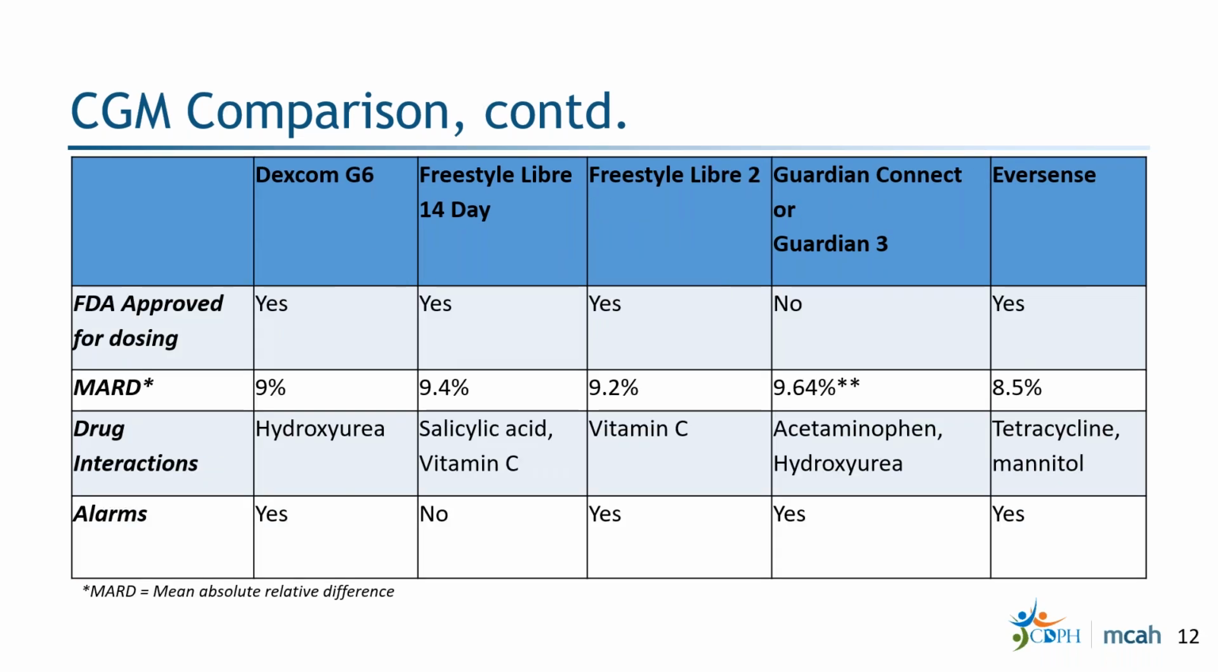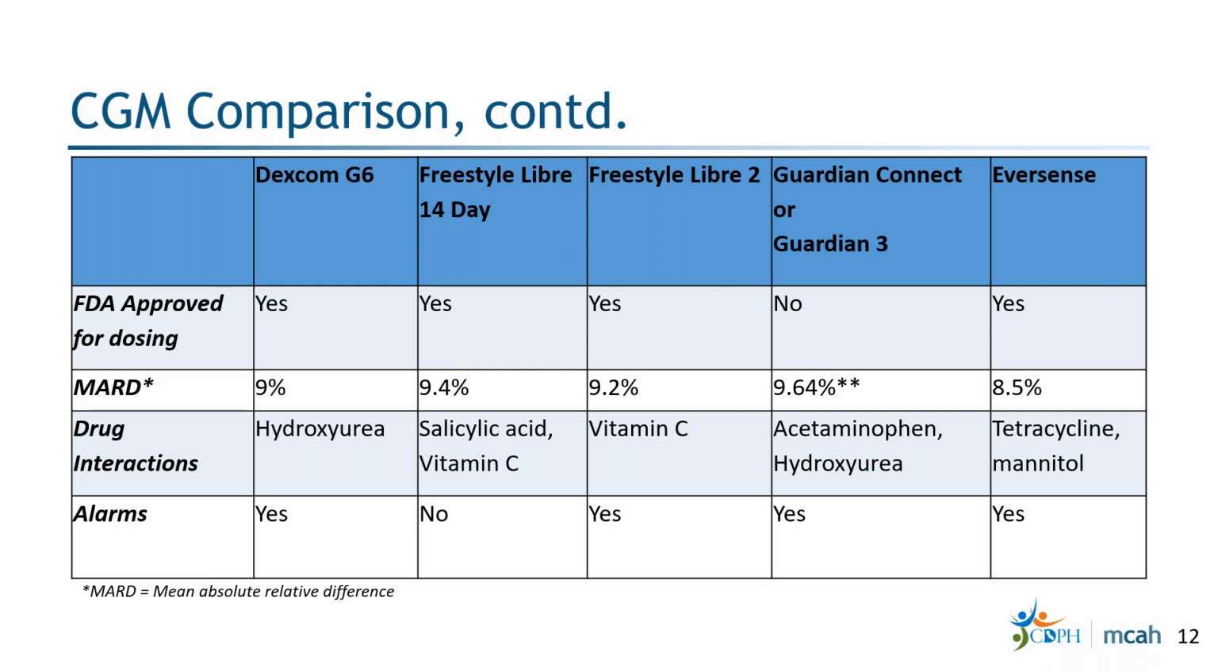Continuing on, we have something called a non-adjunctive indication, and this is granted by the FDA when it's deemed that the device is accurate enough to dose insulin off of, such as correcting a high glucose with insulin. So all of the devices have this indication, with the exception of the Guardian Connect and Guardian 3, which do not at this time.